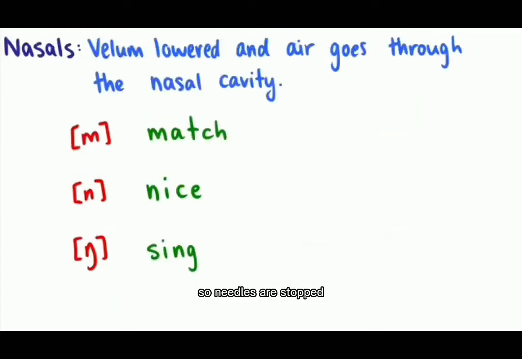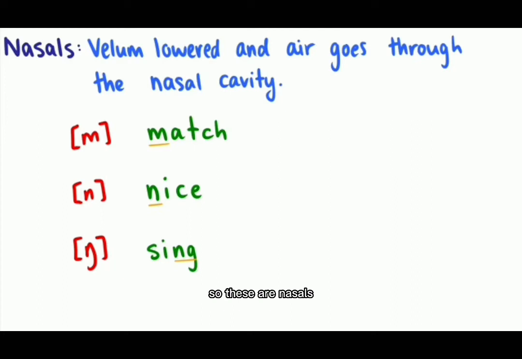So nasals are stopped. However, instead of the airflow being released from your oral cavity out of your mouth, air is just continuously directed up through the nasal cavity. So, as in mat, or as in nice, or often as in seeing, airflow is being stopped in your mouth, but the air is actually going through the nose to escape.